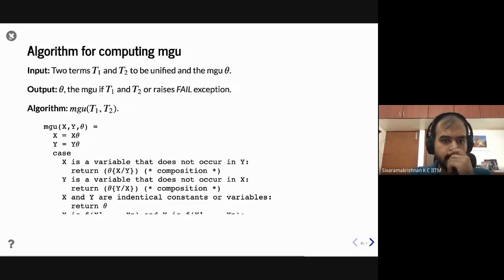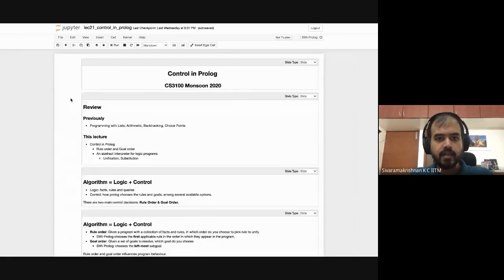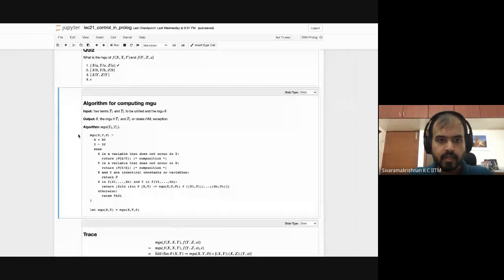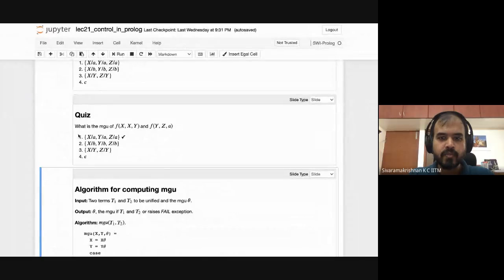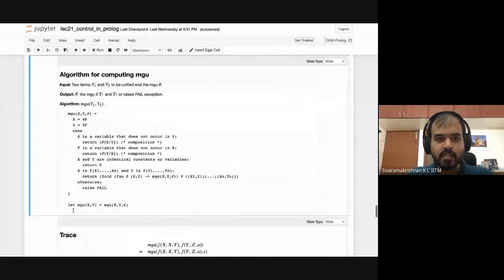So I can't show this nicely in this one, but I can do this. So here is the algorithm, a nice algorithm for computing the most general unifier. Is this readable?